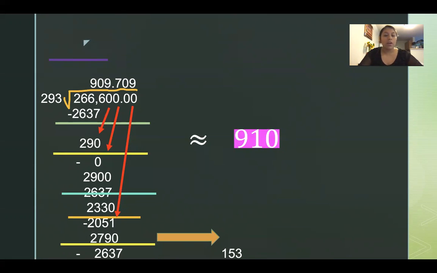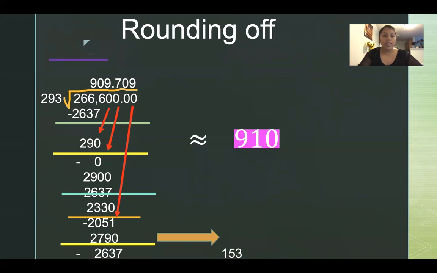Our next problem, we are asked to round off once again. When we round off, we're rounding off 620 times 430 divided by 293. If we do 620 times 430, we get 266,600. And we divide it by 293. We set up 293 into 266,600 and divide.